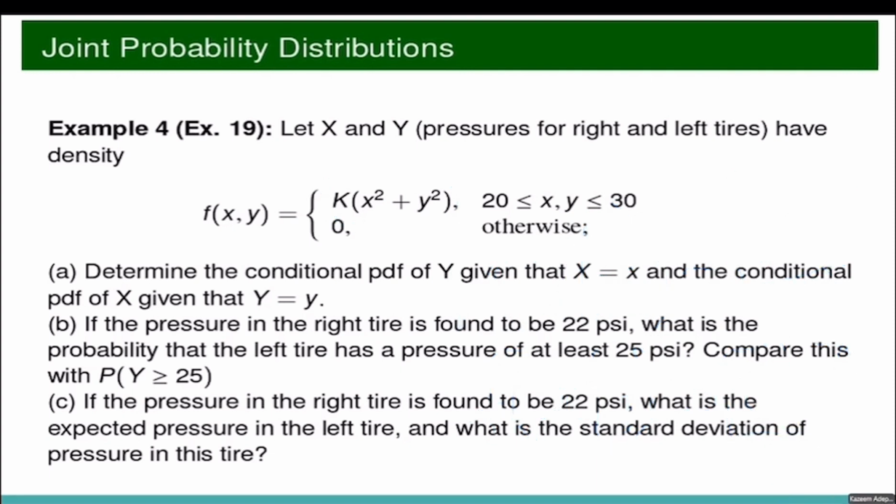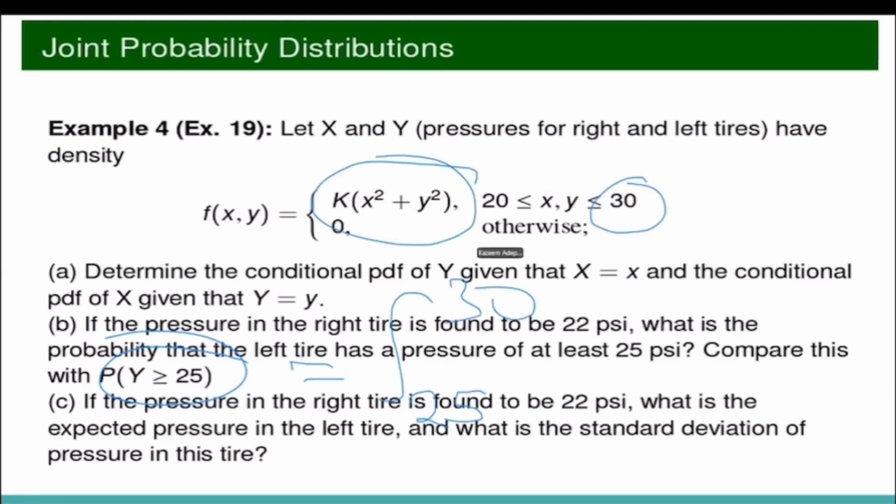The B part is asking you to find the probability of y greater than or equal to 25. If y is greater than or equal to 25, it means you're going to go from 25 to the maximum. So I'm going to use f of y to do that, where I use the range of y to be that. But before I can use f of y, I need to first figure out the marginal function of y given the joint.